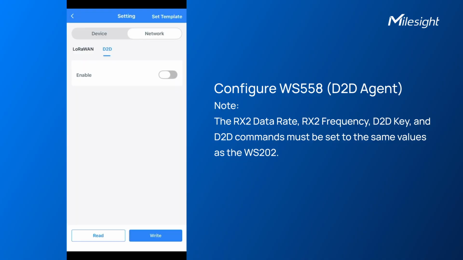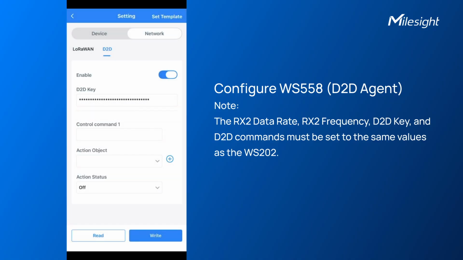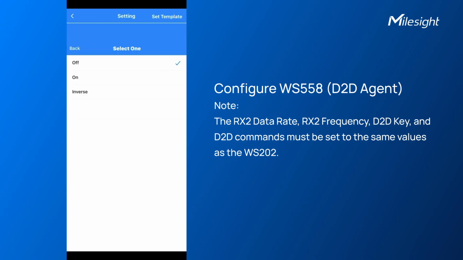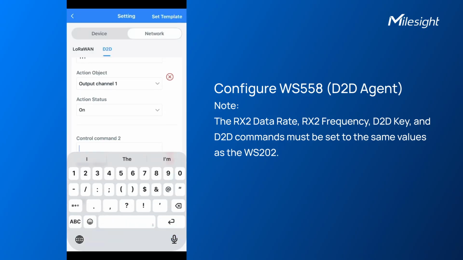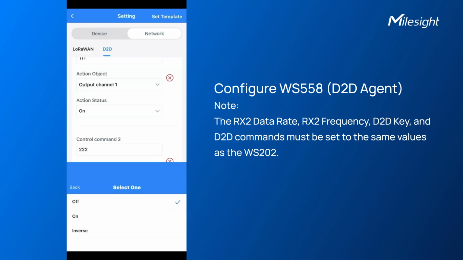On the Milesight D2D setting page, enable the D2D feature, then enter the same D2D key as WS202. Then configure the command-to-action mapping. Command 111 maps to output channel 1 on, lights turn on. Command 222 maps to output channel 1 off, lights turn off.